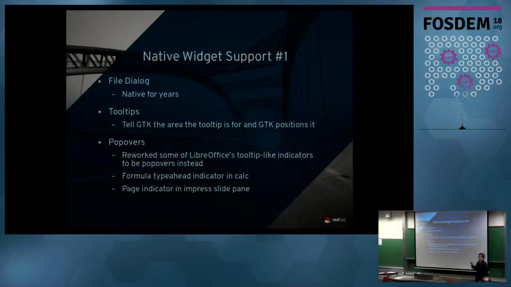So that means that if you have the case where you have two screens side by side and the tooltip is cut off, that's a GTK issue, it's not a LibreOffice issue. And then also additionally, we're now using popovers for some of the things that used to be tooltips. They're a little bit different in GTK3, and they have a little indicator that points down to what the thing being pointed to is. They're pretty nice. We have them for formula type ahead in Calc and the page indicator in the Impress slide pane. The original motivation for making them native was that under Wayland it's very difficult to do your own tooltip style things. So just use the GTK ones and reuse them.